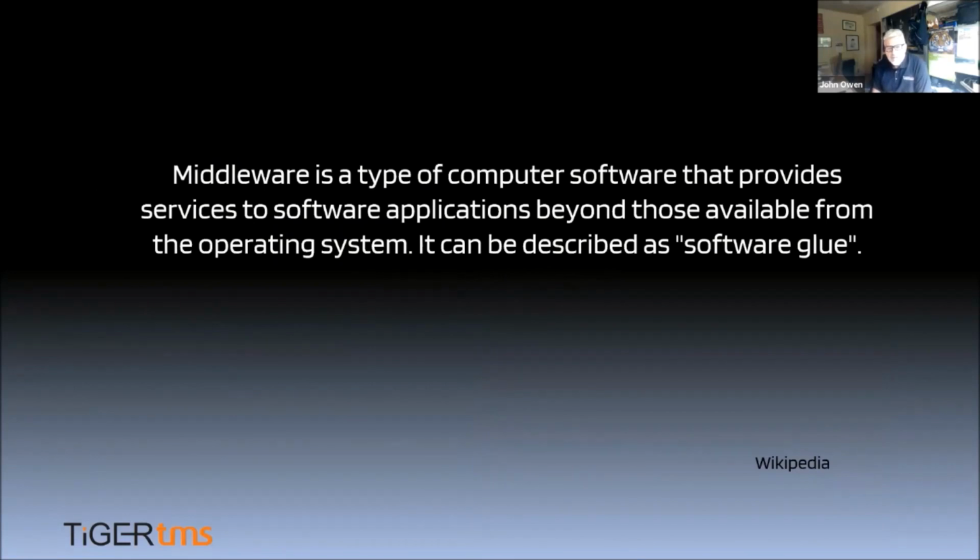First of all, let's start with a definition. Middleware essentially is exactly what it says. It's a software which acts as an agent between other applications, enabling them to communicate. Wikipedia's definition, as you see on the screen, I think is the best one. It says it's a software glue. It binds applications together, allowing them to talk easily to each other.